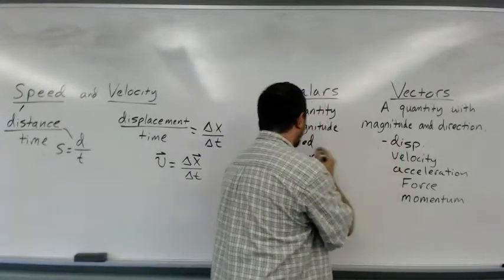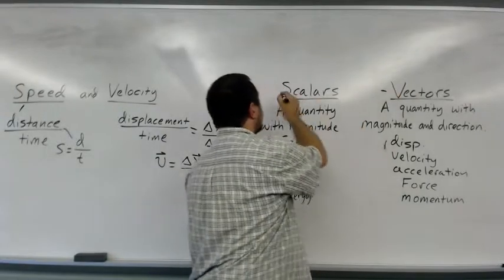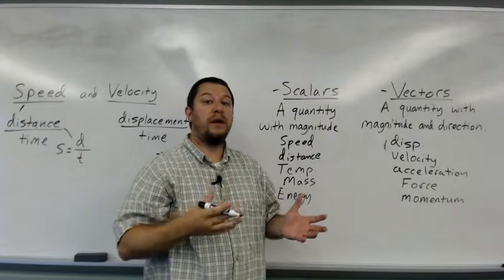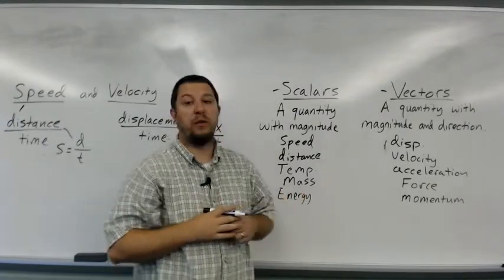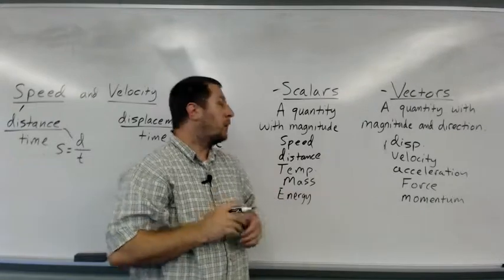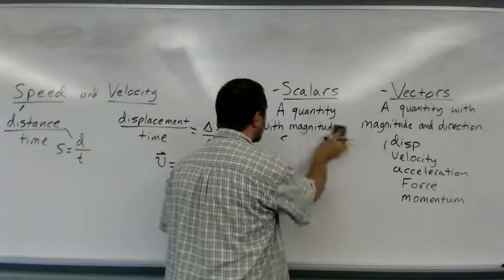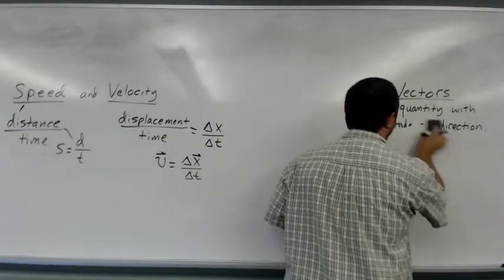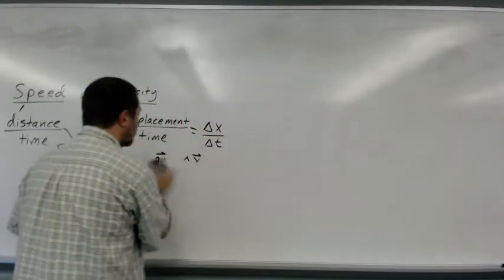So those are the differences between vectors and scalars, right? Scalar, just a quantity with magnitude. Vector, a quantity with both magnitude and direction. Now, let's do a couple examples here using speed and using velocity, right? So we're going to start with speed.